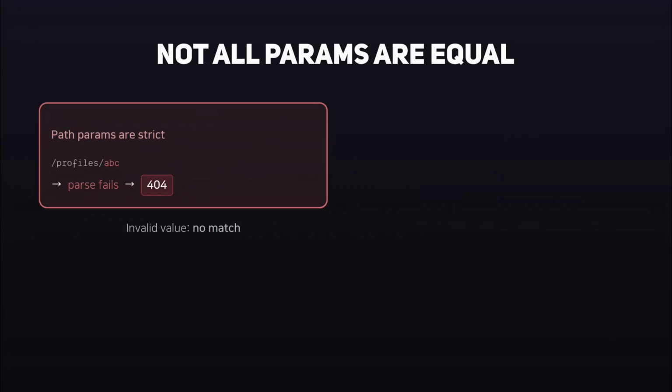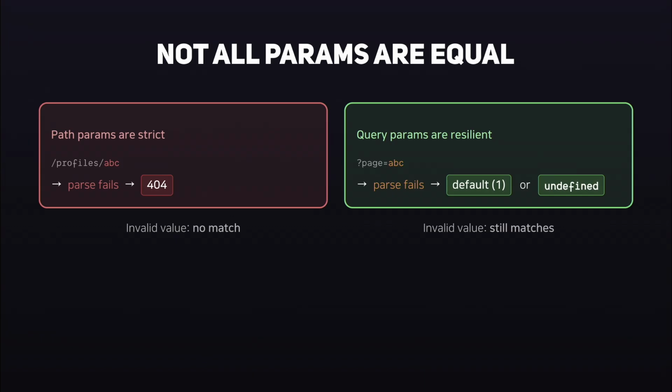I don't want the cursor. There we go. Now I want to add a few final notes. As I was saying, not all parameters should be equal. Path parameters should be very strict. If you don't provide what you expect, well, it should be a 404. It shouldn't match the route. However, query parameters should be resilient, which is the word I was searching for before. So if the parse fails, they're going to fall back to the default value or just give undefined by default.